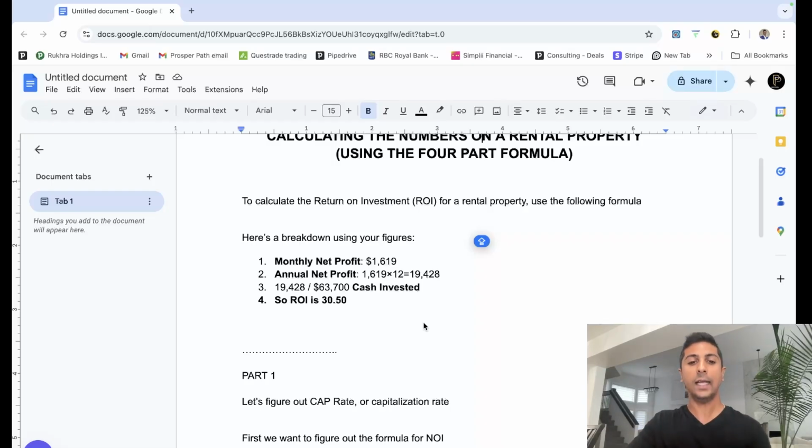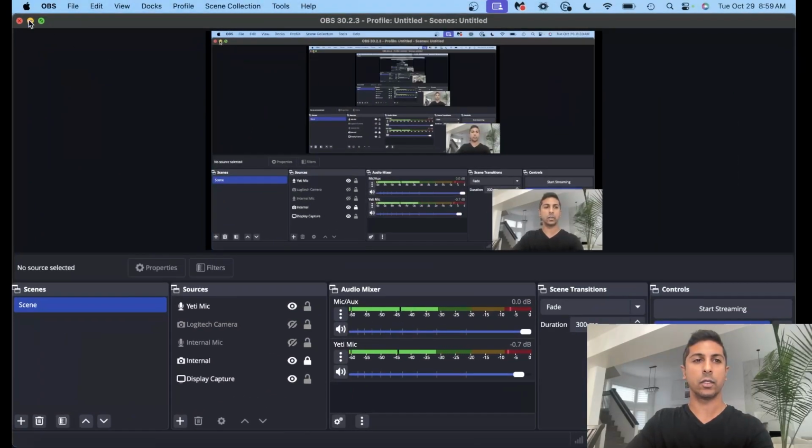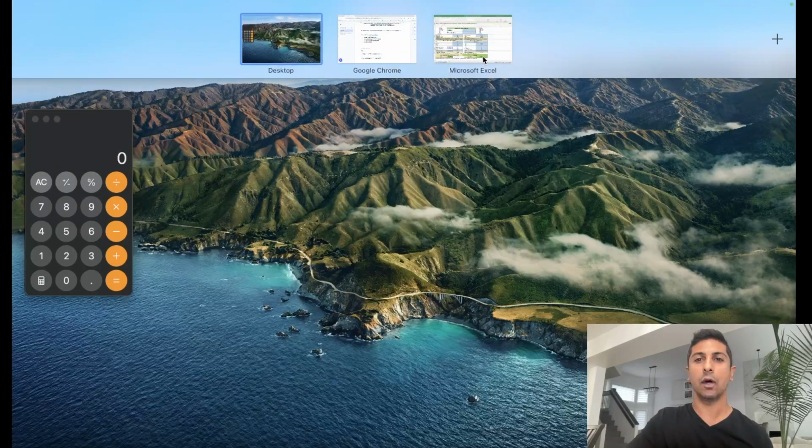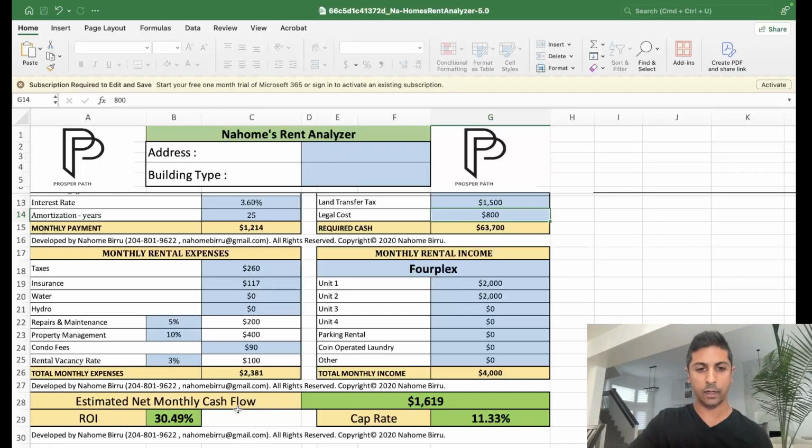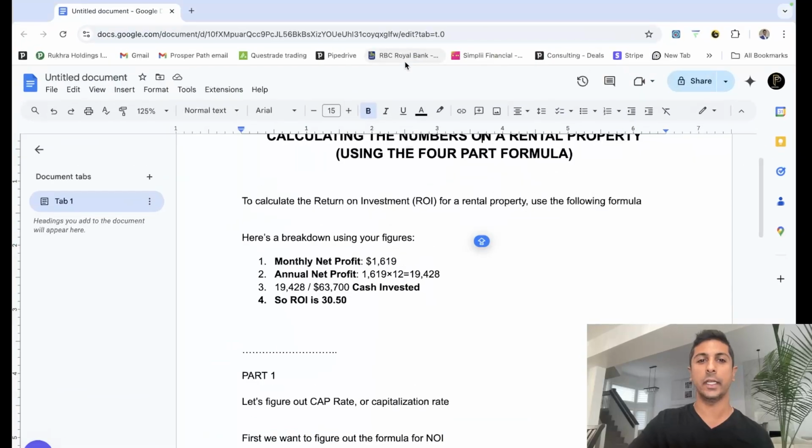For us, that's what this is. Let me shut this down here. Our monthly estimated net profit is $1,619 a month. Again, this is based on our total monthly income. We're getting $2,000 upstairs and $2,000 on the lower unit on this duplex. We have $2,381 of expenses. So if you take $4,000 and subtract $2,381, that gives you a net cash flow of $1,619. So let's go back to our sheet here.